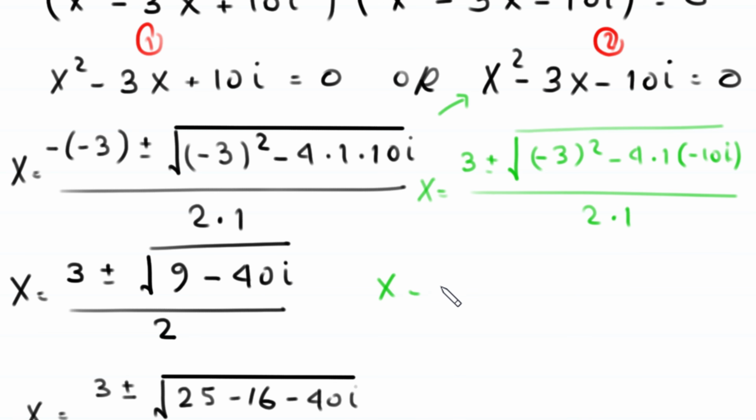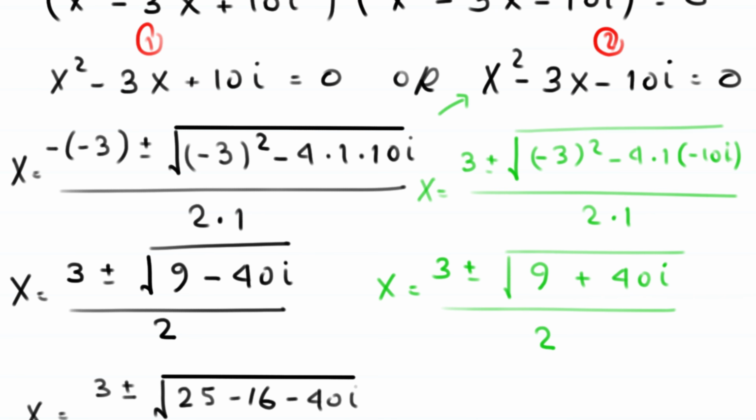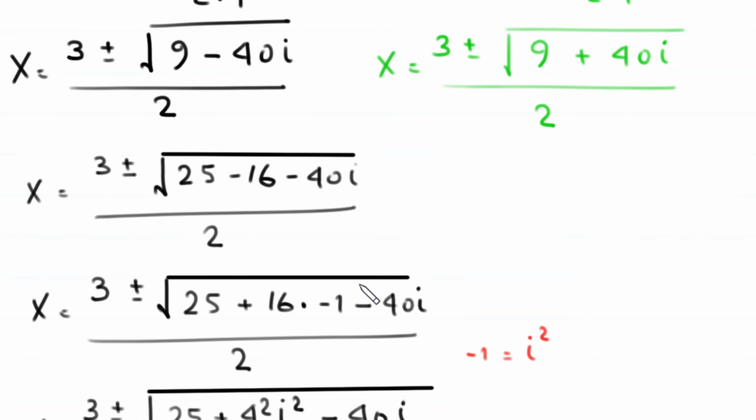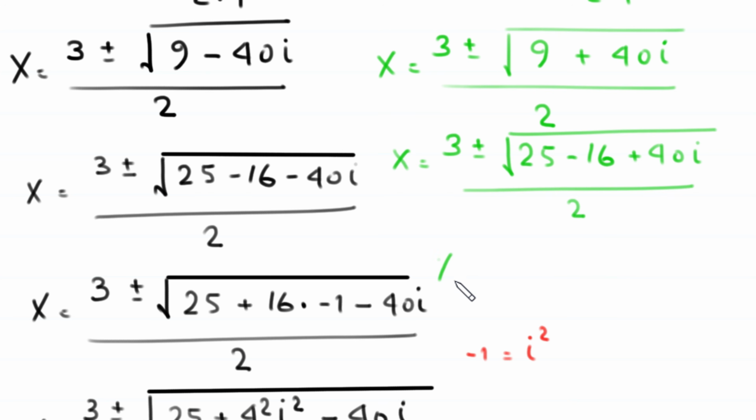Further simplify, x will be equal to 3 plus or minus the square root of negative 3 squared is 9, and negative 4 times negative 10i will become plus 40 times i, divided by 2 times 1, 2. Next, x is equal to 3 plus minus the square root of this 9 can be written as 25 minus 16 plus 40 times i, divided by 2.